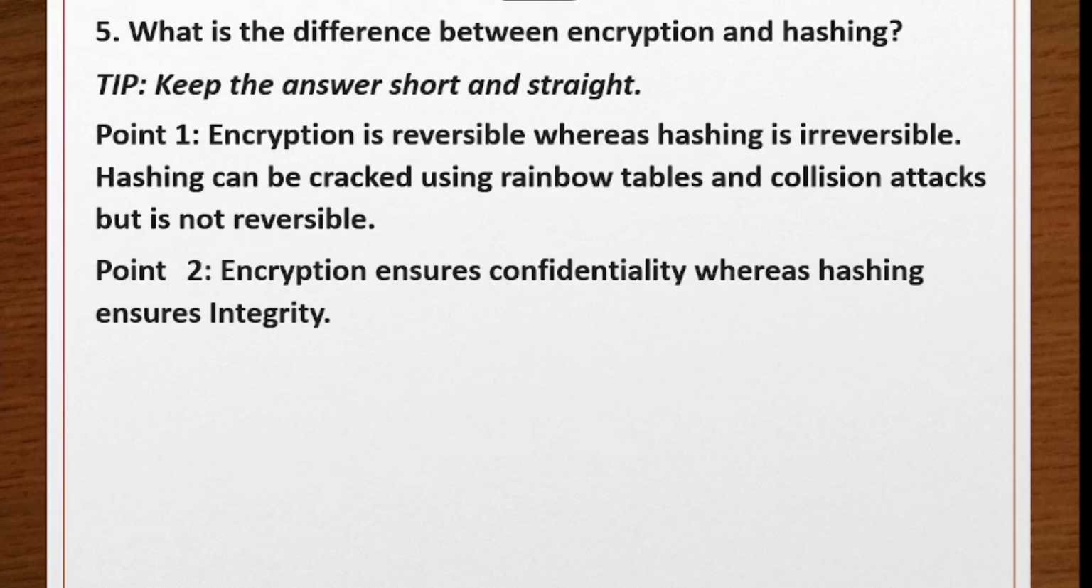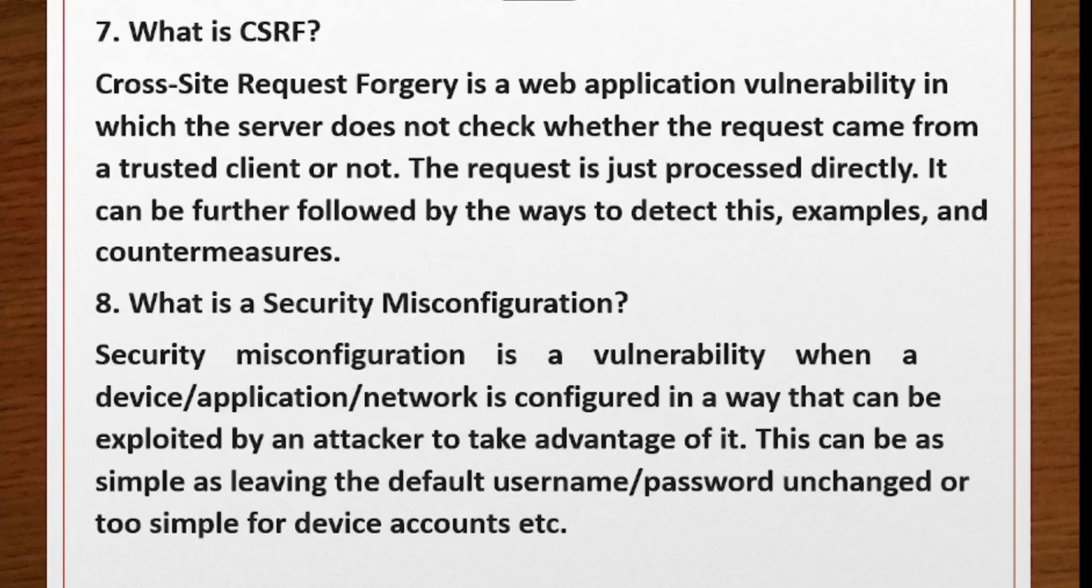So encryption ensures confidentiality, that is, it makes the data unreadable, whereas hashing ensures integrity. Hashing is used when you transfer data from source to destination, and at the destination the data is validated, whether it is modified or not, by computing the hash value. If the source hash value matches the destination hash value, that ensures the data was not modified in transit.